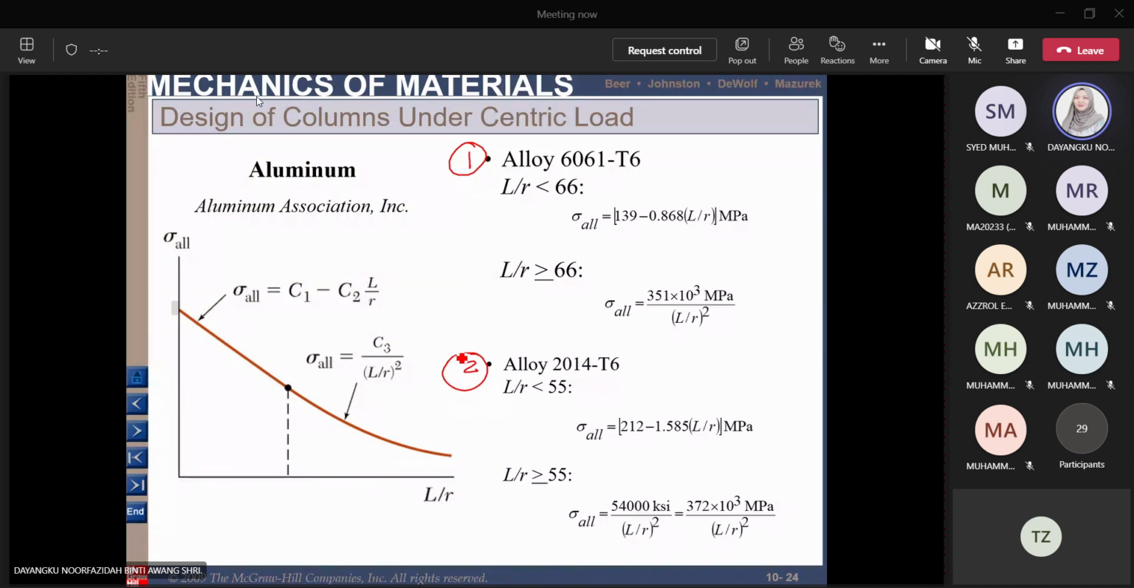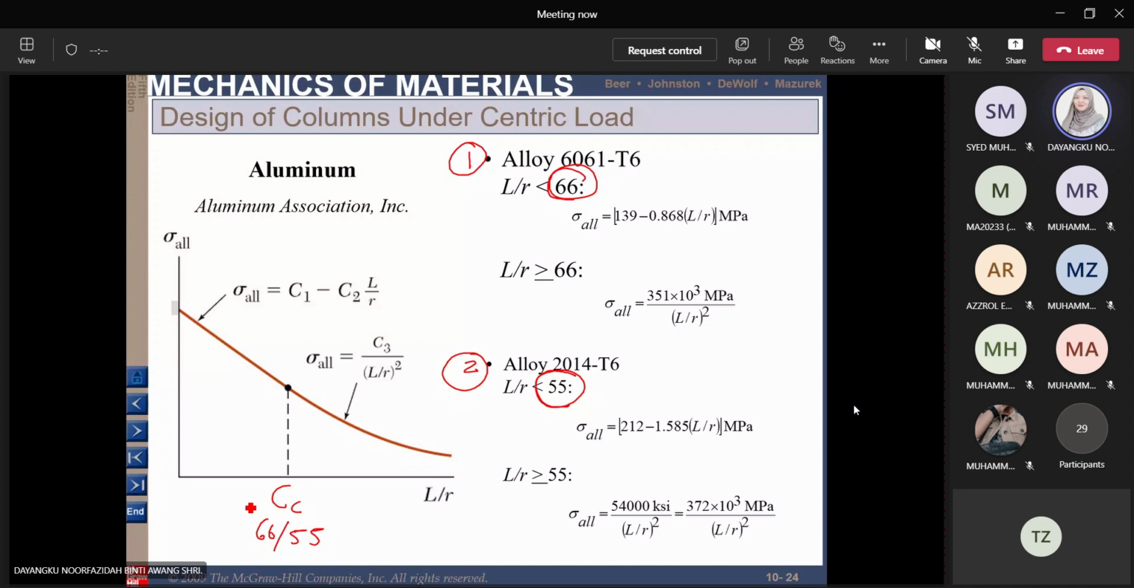Okay. So for the 6061, the value of Cc is already specified. Okay. So for aluminium, for 6061 the value of Cc is 66, and for 2014 it will be 55. So this part here, your Cc is either 66 or 55, depending on the material.